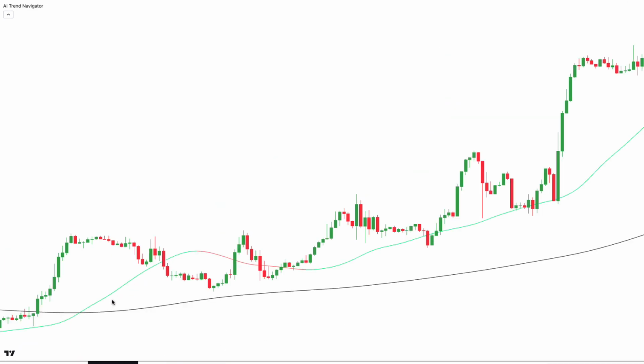Now, as you can see, here's another example. The KNN classifier line turned from green to red and then from red to green. And during that time, the price never broke and closed below the black moving average.